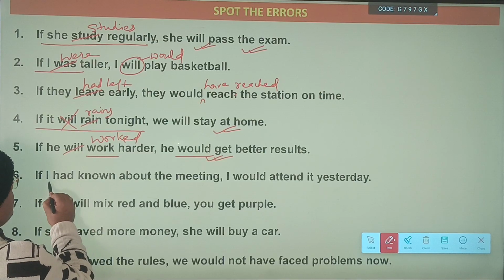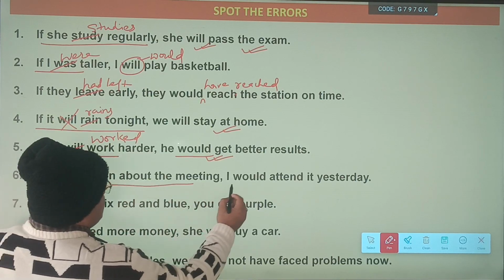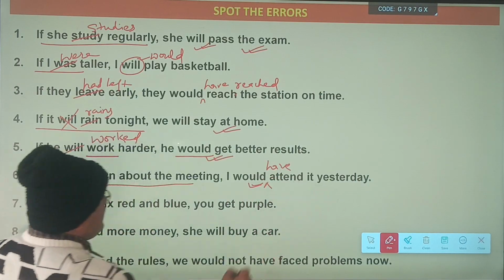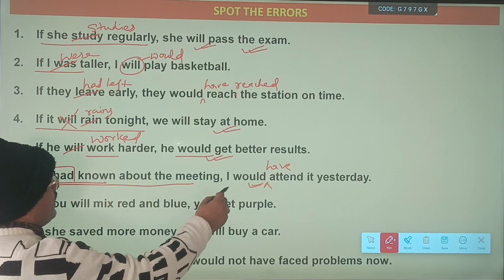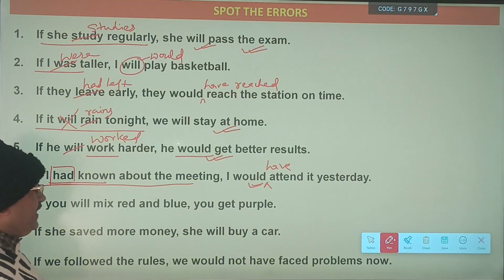If I had known, wherever you find had in conditional sentence, then what do you look for? Would have. I would have attended it yesterday. So if I had known about the meeting, I would have attended it yesterday.